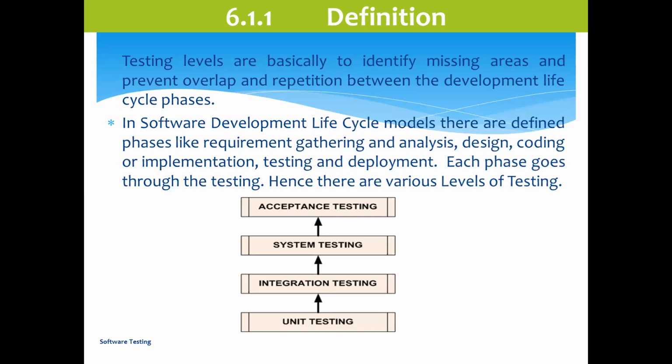Otherwise, we cannot say it. If only 2 levels are completed, we cannot say testing is completed. If 3 levels are completed, we cannot say testing is completed. If we are going to say testing is completed, all these 4 levels should be complete. Then only can we say the work is complete.